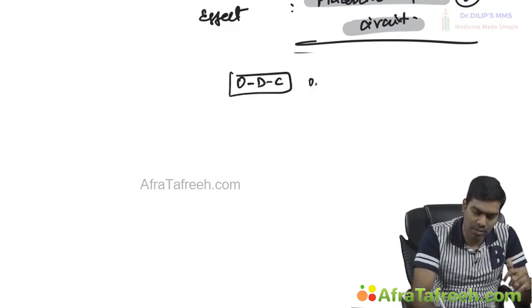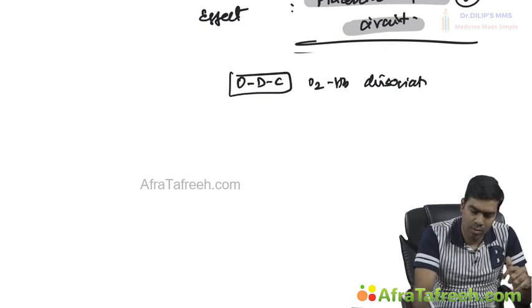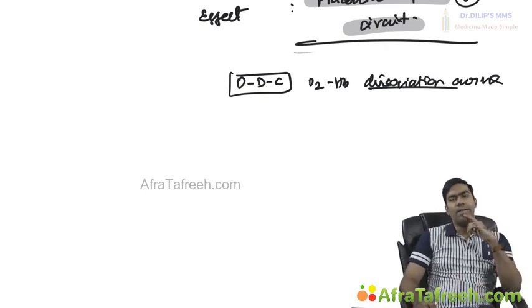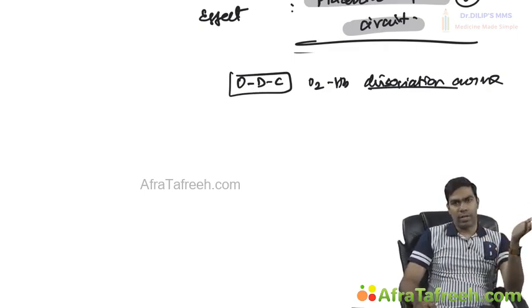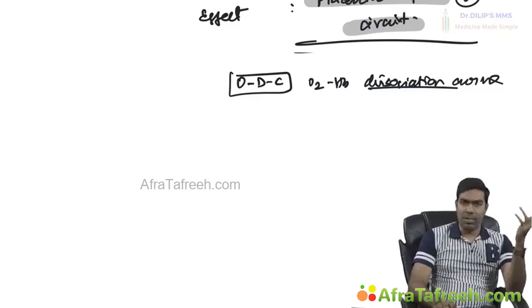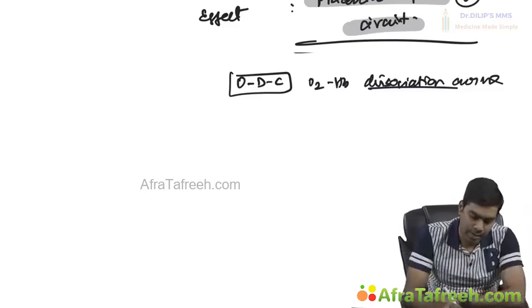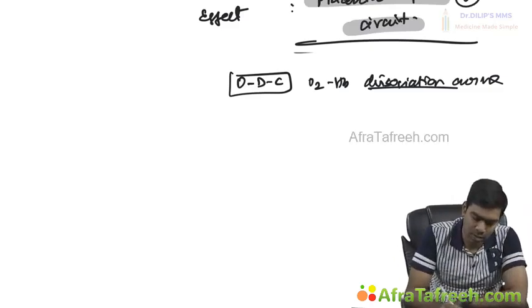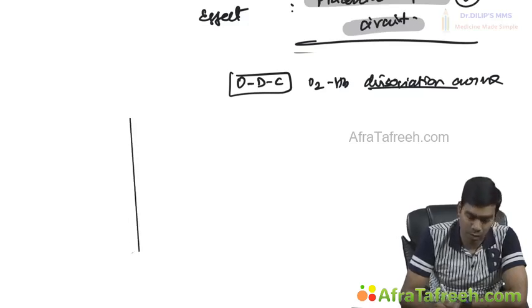That's called ODC, otherwise referred to as the oxygen hemoglobin dissociation curve. Why is this curve very important? Because there are a lot of things you are going to understand. If you want to simply draw the oxygen hemoglobin dissociation curve, I can draw something like this, because your affinity of oxygen depends on the PaO2, partial pressure of oxygen.